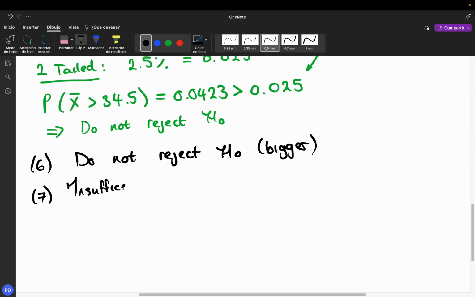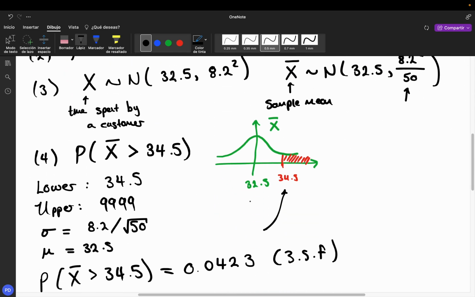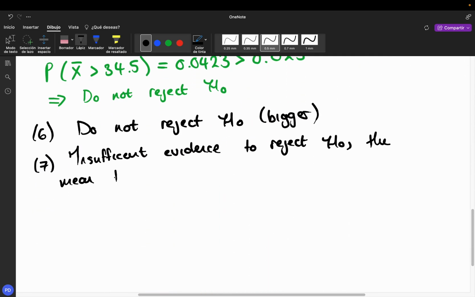Insufficient evidence to reject H0, the mean, and then what actually is it? Time spent by customers is, what is it? 32.5. Okay. Now, oh, I've missed it out.